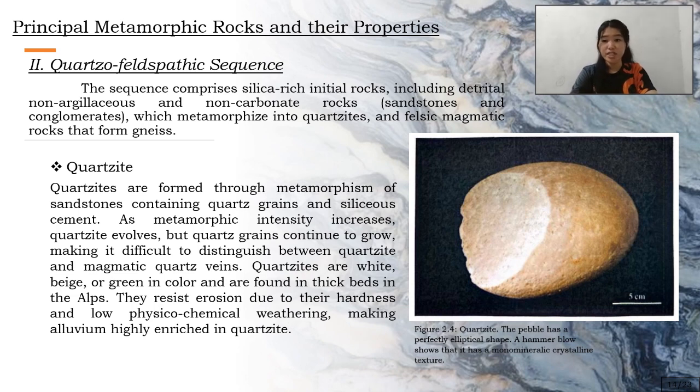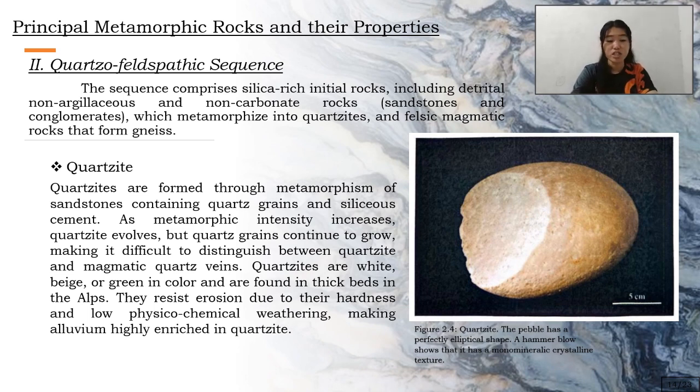Let's proceed to quartzites. Quartzites are formed through metamorphism of sandstones containing quartz grains and siliceous cement. As metamorphic intensity increases, quartzite evolves, but quartz grains continue to grow, making it difficult to distinguish between quartzite and magmatic quartz veins. Quartzites are white, beige, and green in color and are found in thick beds in the Alps. They resist erosion due to their hardness and low physicochemical weathering, making alluvium highly enriched in quartzites.